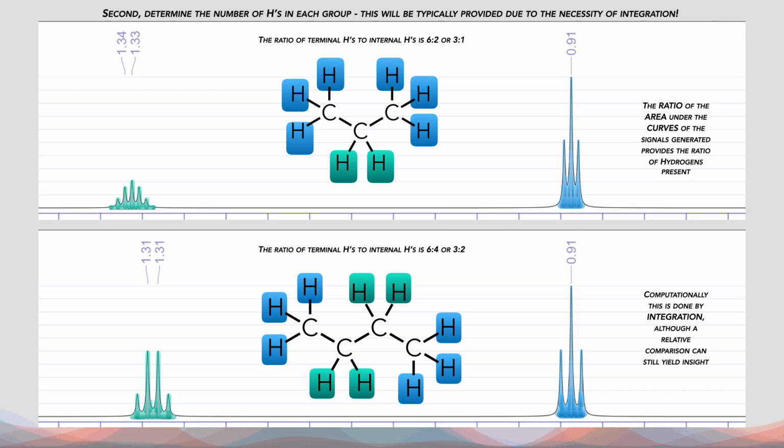In proton NMR, the area under the signal provides the relative ratio of hydrogens present in that environment. This process is called, of course, integration. The integrals themselves are relative and not absolute. For example, the 6:2 ratio simplifies to 3:1. Integration therefore tells us how many hydrogens are contributing to a given signal relative to the others in the spectrum. This becomes incredibly powerful when combined with chemical shift and splitting information.